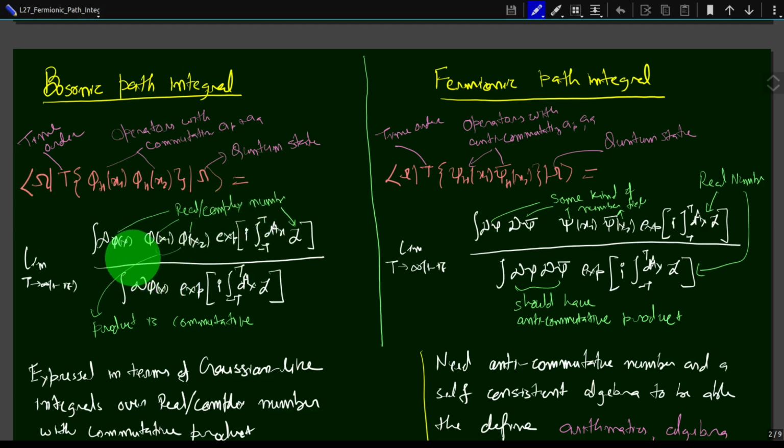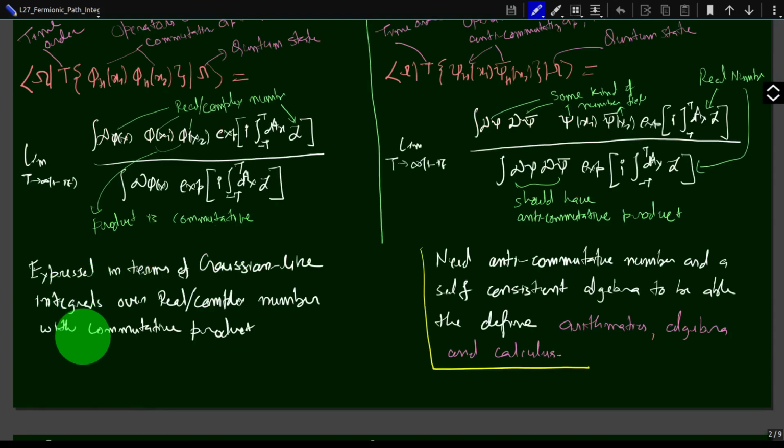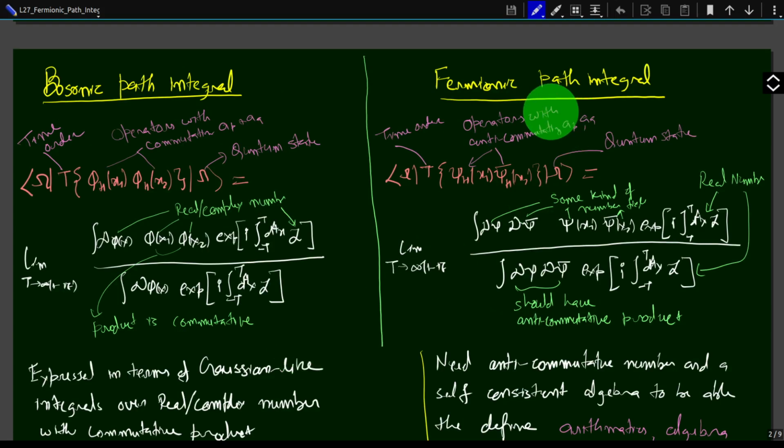Of course, for any real and complex numbers, the product of these two numbers is commutative, and that reflects the fact that AP's and AQ's are actually commuting operators. If AP and AP dagger, with the momentum label being the same, have a non-trivial commutator owing to the canonical commutation relation between them. But other than that, they are completely commuting objects. So what is done over here is that they are expressed in terms of Gaussian-like integrals over real or complex numbers with commutative products.